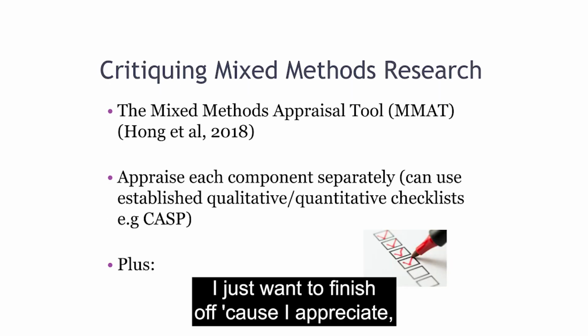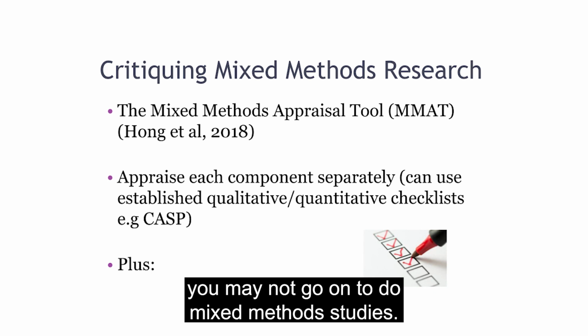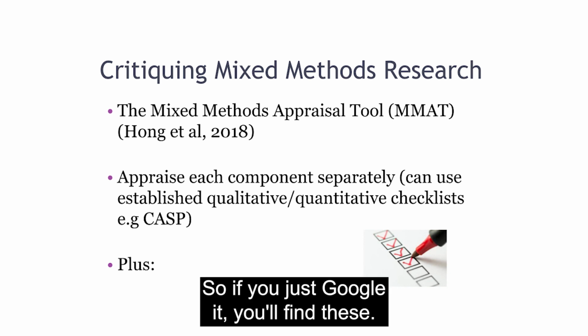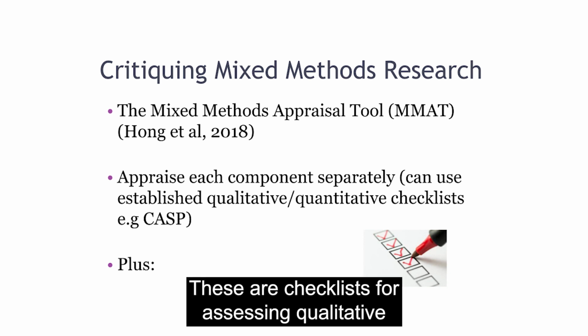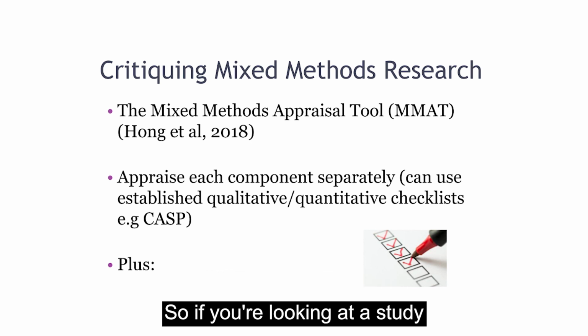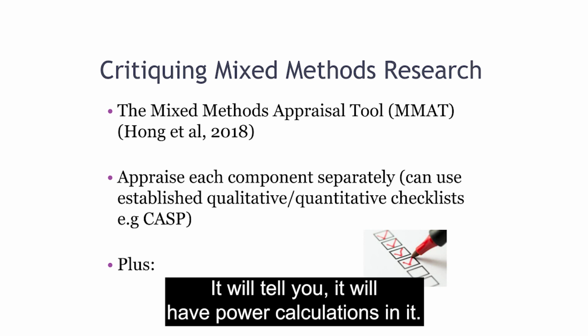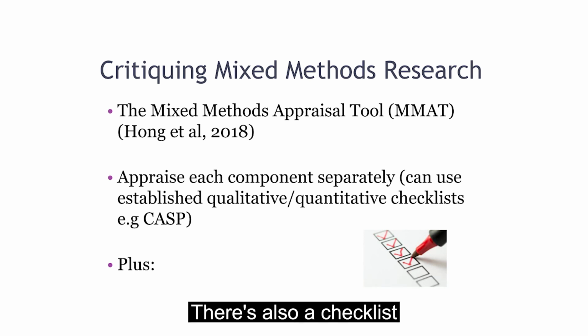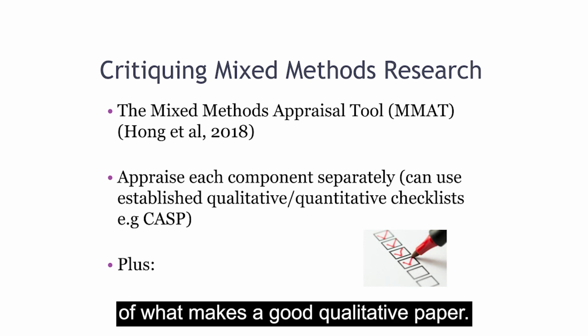I just want to finish off, because I appreciate you may not go on to do mixed method studies. You may be familiar with CASP checklists. If you just Google it, you'll find these. These are checklists for assessing qualitative and quantitative research in academic papers. So if you're looking at a study and it's quantitative in nature, there is a CASP checklist that says, if this is a good quantitative article, it will have this, this, and this. It will tell you about sample size. It will have power calculations in it. So it's a checklist of what makes a good quantitative paper. There's also a checklist of what makes a good qualitative paper.